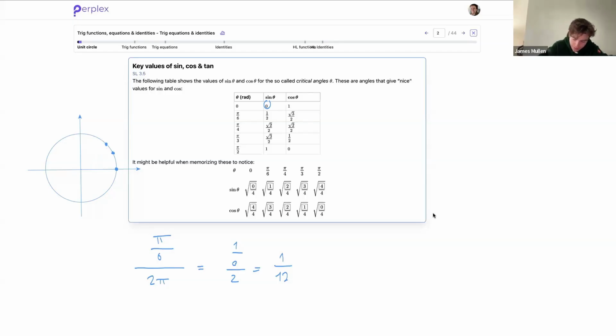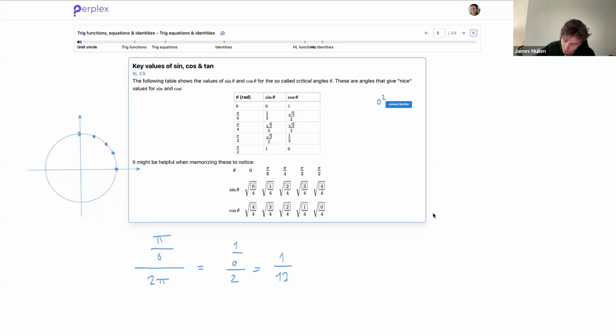And then pi over 3 is going to be up here. It's the reflection of the point pi over 6 in the line y equals x. And it's going to have an x coordinate of 1 over 2, and a y coordinate of √3 over 2. And then finally, pi over 2 simply has a height of 1, so sine theta equals 1, and an x coordinate of 0.